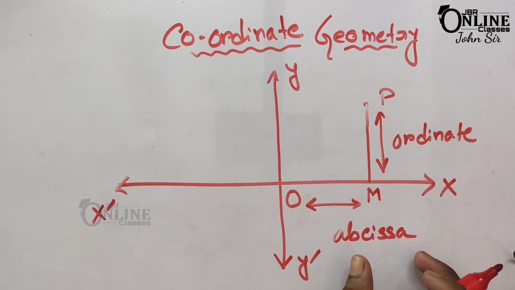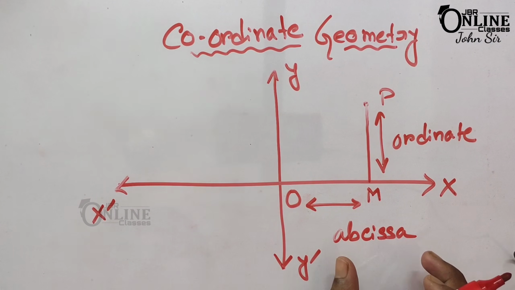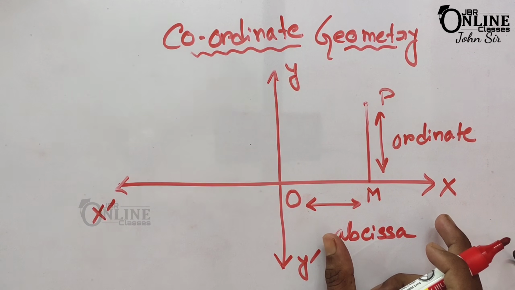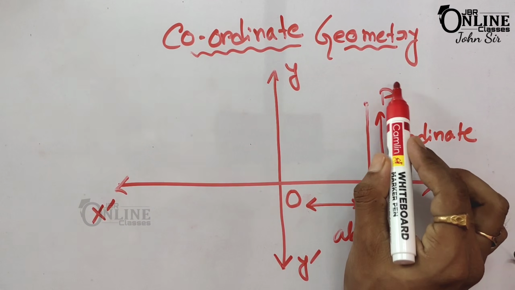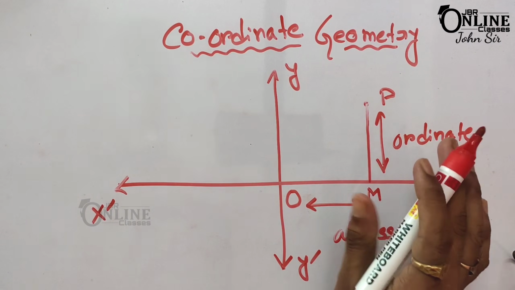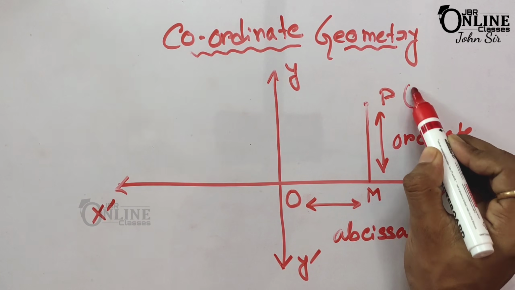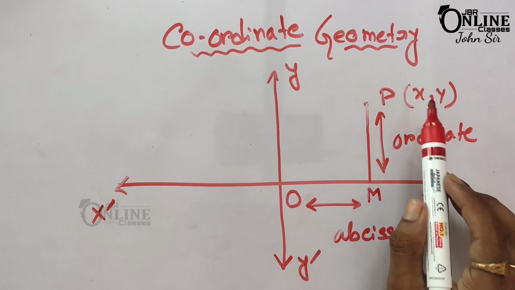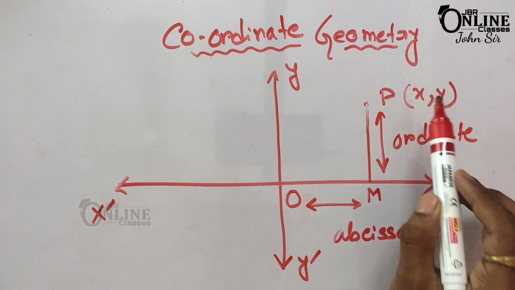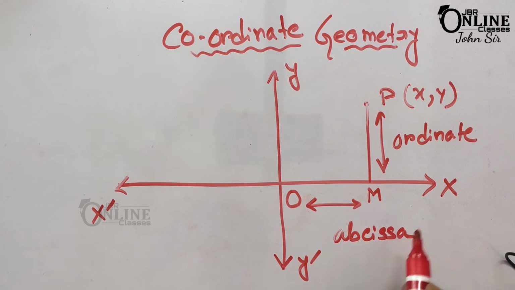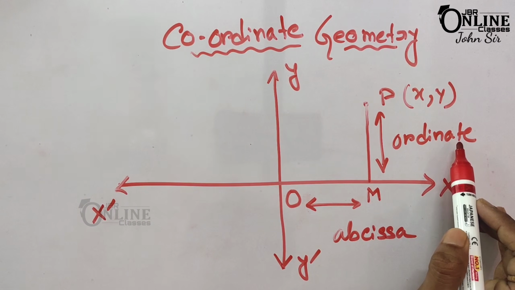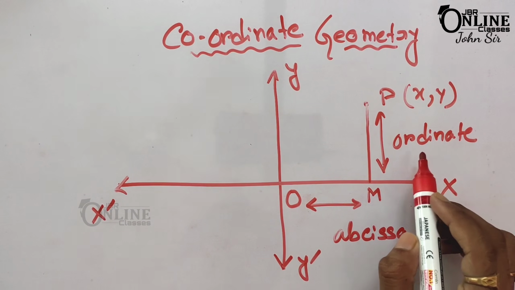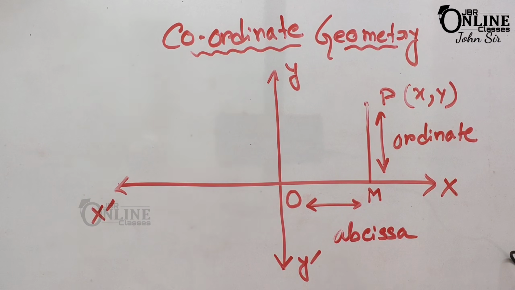Then x, y taken together are called Cartesian coordinates, and the point P is simply denoted by (x, y). Here x is called abscissa and y is called the ordinate. Remember that the first component is called abscissa and the second component is called ordinate.